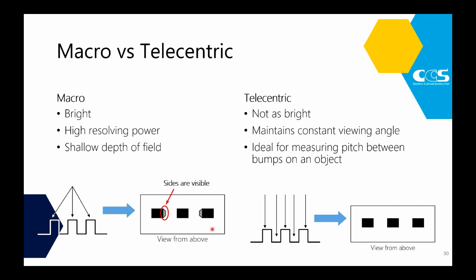So if you're trying to measure, for example, the pitch in this scenario, this is not going to be as accurate. A telecentric lens, on the other hand, is not as bright, I guess, but it does maintain a constant viewing angle because everything comes in significantly more parallel. So measuring the pitch, we get an image that looks like this. This is going to be a lot more accurate.